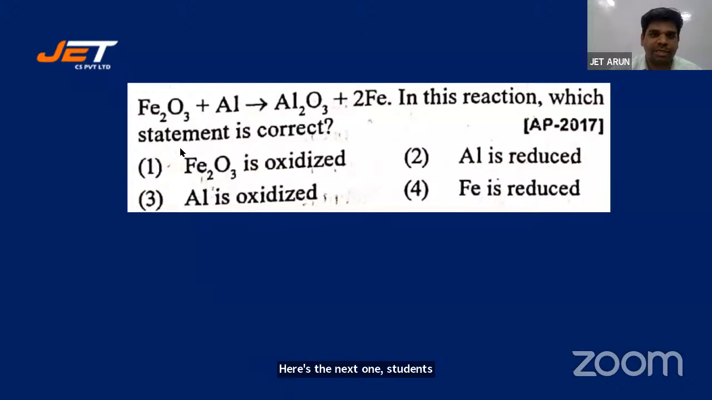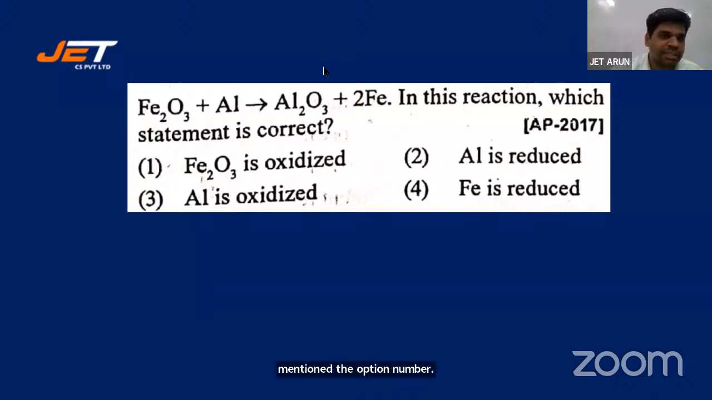Fe2O3 plus Al gives rise to Al2O3 plus 2Fe. In this reaction, which statement is correct? Fe2O3 is oxidized, Al is reduced, Al is oxidized, Fe is reduced. So which of these? So it's 1, 2, 3, 4 students. So mention the option number.